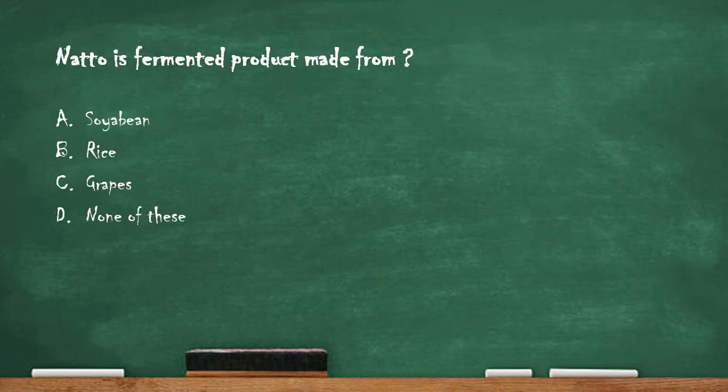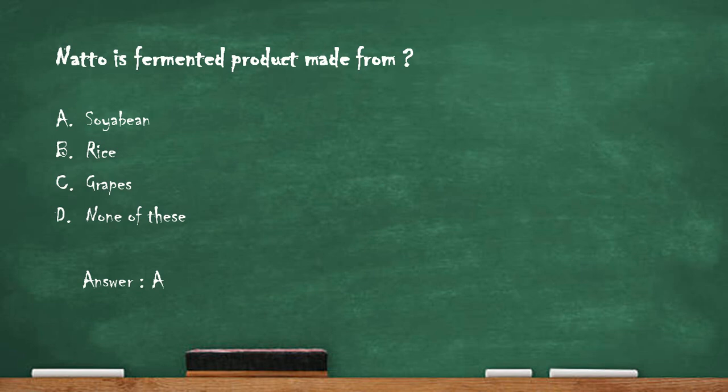Next question. Natto is a fermented product made from option A, soya bean. Option B, rice. Option C, grapes. And option D, none of these. Any guess? So the right answer is option A, soya bean.